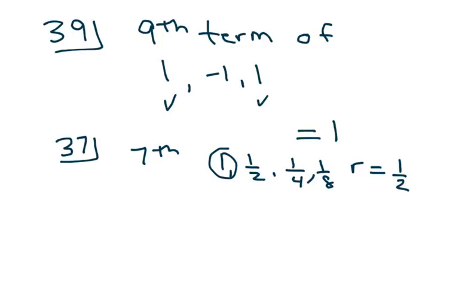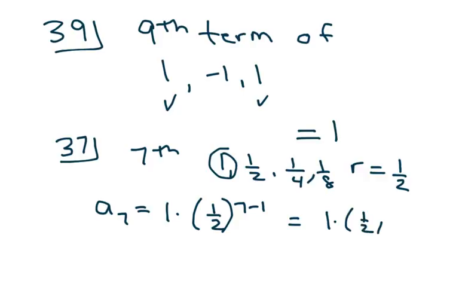So for 37, we're going to do n is 7. So we have a sub 7 equals 1, that's your a, times 1/2, your common ratio, to the 7 minus 1, which equals 1 times 1/2 to the 6th, which is clearly 1 over 64.